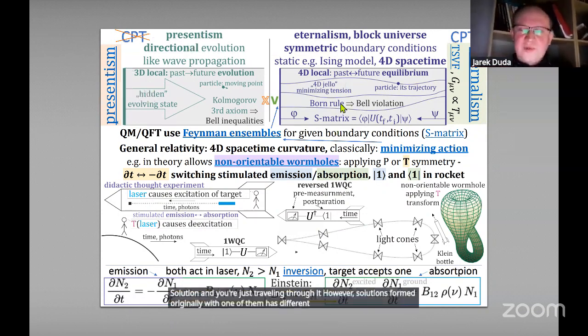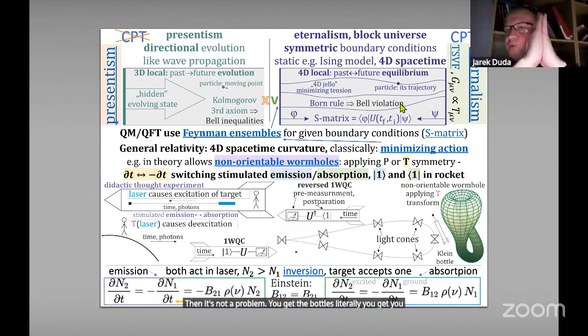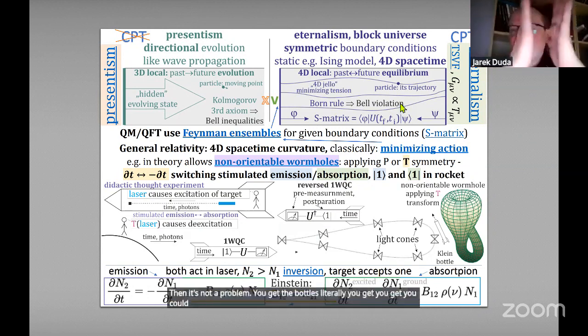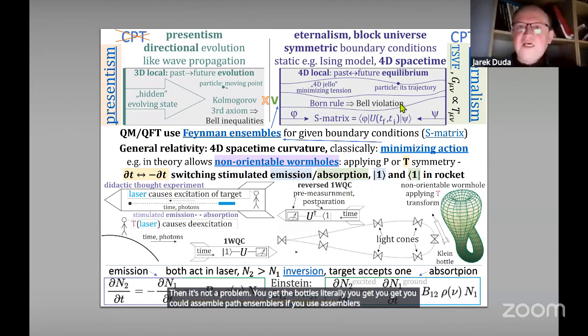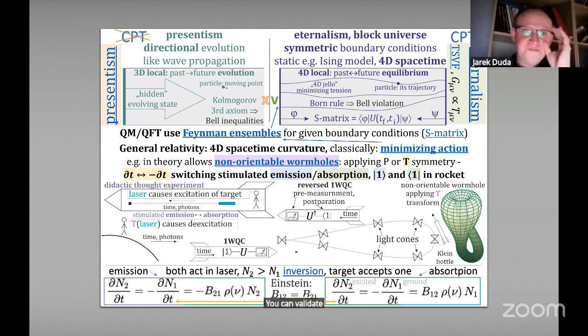I could talk about it, but generally, if you want to violate Bell inequalities, you cannot do it with presentism, which is well known. But if you go to eternalism, then it's not a problem. You get the Born rule, the Bell violation. Literally, you get path ensembles. If you use ensembles toward one direction, you get first power. If you use full ensembles, you get second power. You get the Born rule. You can violate Bell inequalities.